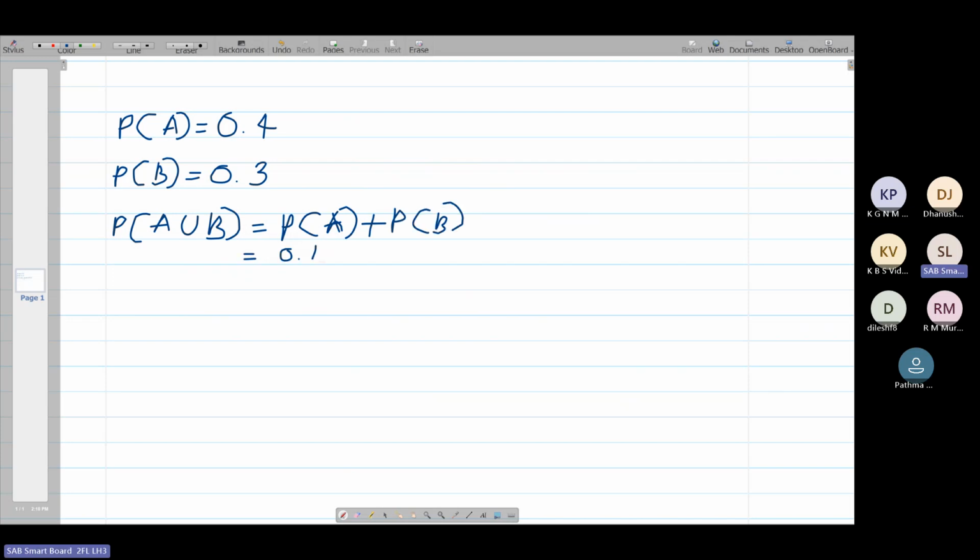Then 0.4 plus 0.3. The answer is 0.7. 0.4 plus 0.3, the answer is 0.7. If the two events are mutually exclusive, it means there is no intersection.